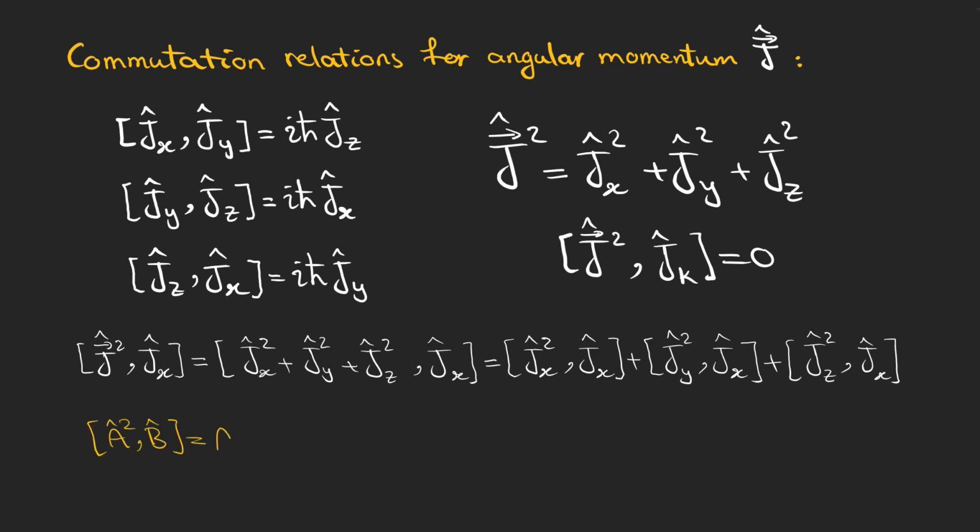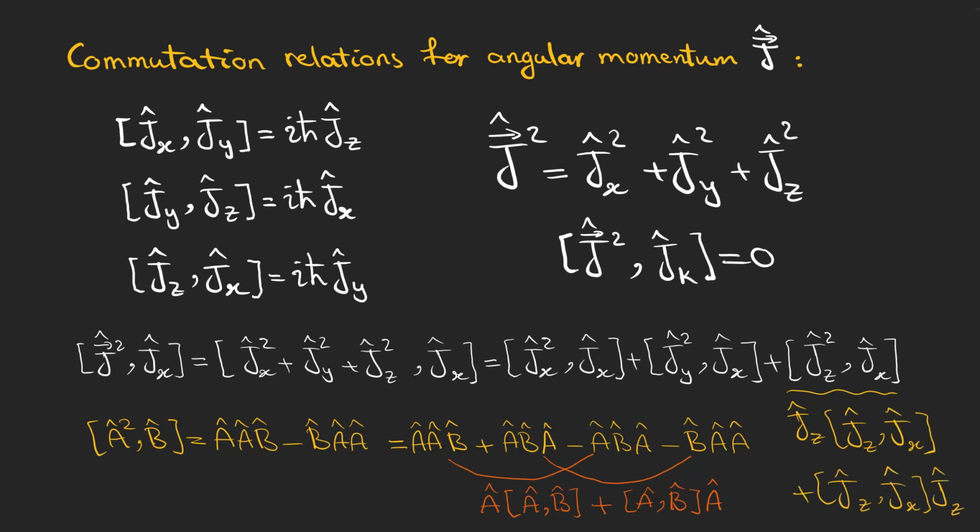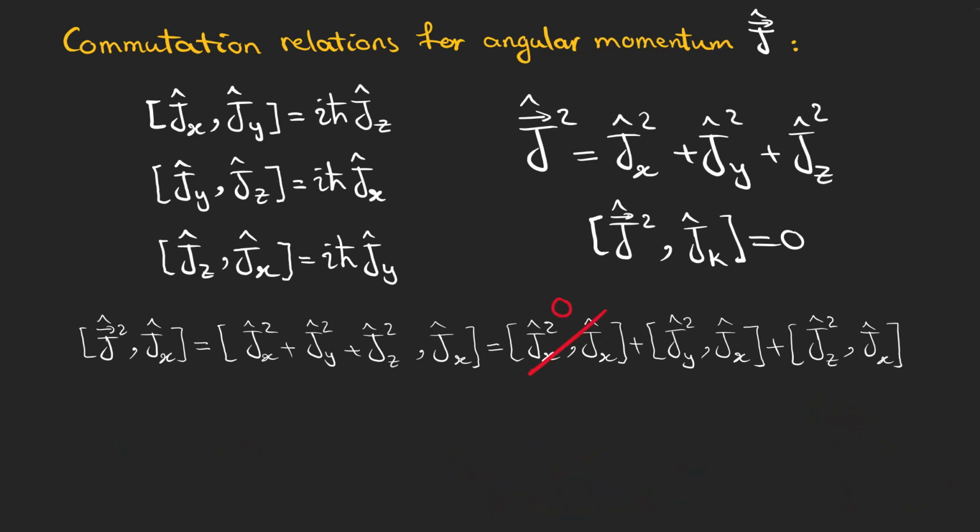So let's do this for A squared and B to see what happens. We can write this as AAB minus BAA. So if we add and subtract another term ABA to this expression, we can find that this part is A times the commutation relation of A and B, and this one is the commutation relation of A and B times A. For example, for the last term here, we can set A to be Jz and B to be Jx and write it like this. So this one would be 0 because Jx and Jx squared all commute with each other.